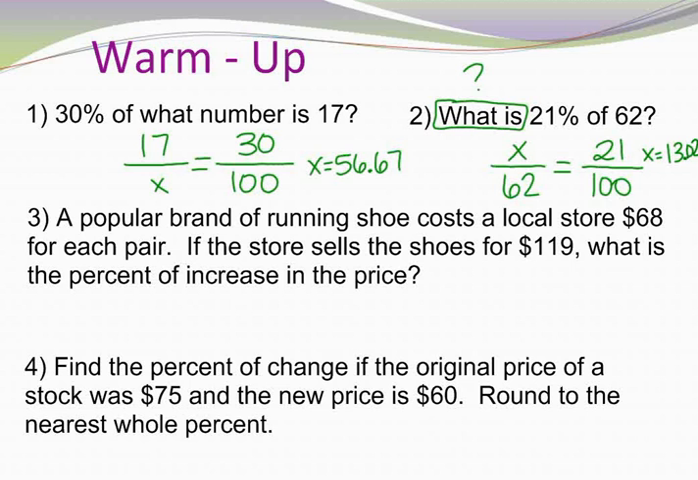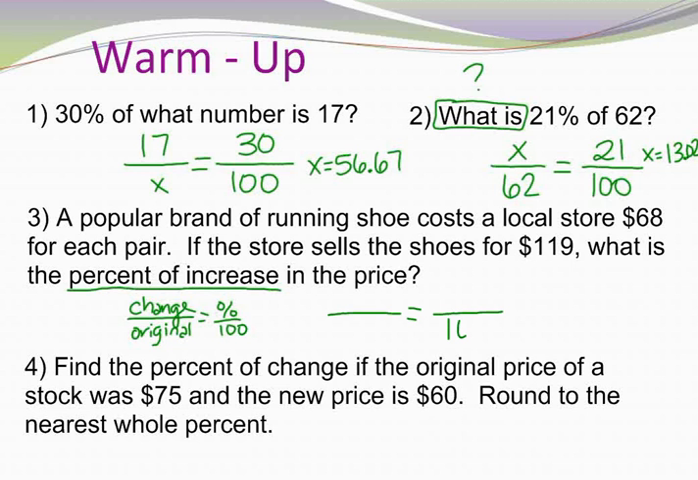Okay. Number 3 and number 4 are percent of change problems. It's a dead giveaway in number 3 because it says a popular brand of running shoe costs a local store $68 for each pair. If the store sells the shoes for $119, what is the percent of increase? That tells us that we're dealing with a percent of change problem. Remember that means we set it up with change over original equals percent over 100. Okay, so we'll be using that setup for number 3 and number 4.